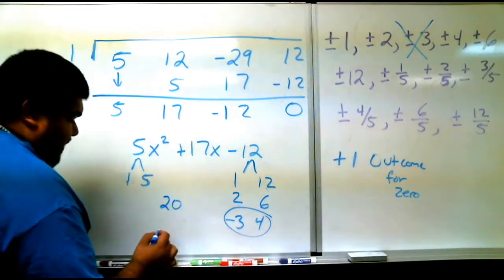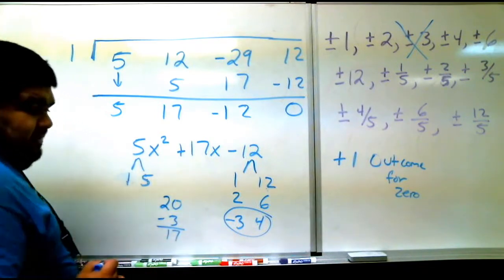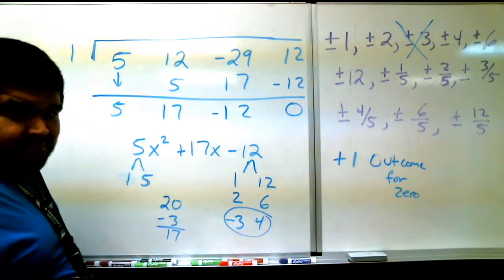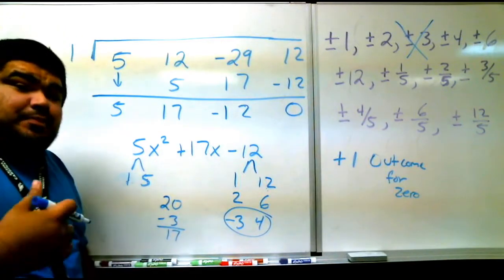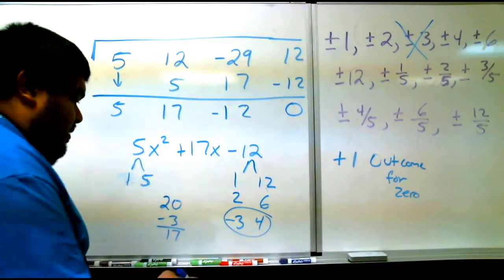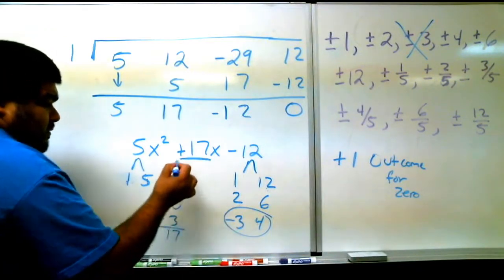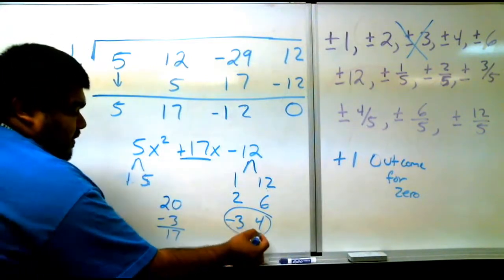1 times negative 3 is negative 3. So 20 minus 3 is 17. Okay? This part, I had some of you that had a little problems with it. If you need more help with it, let me know. But now we found the number in the middle, 17. So we use 1, 5, negative 3, and 4.